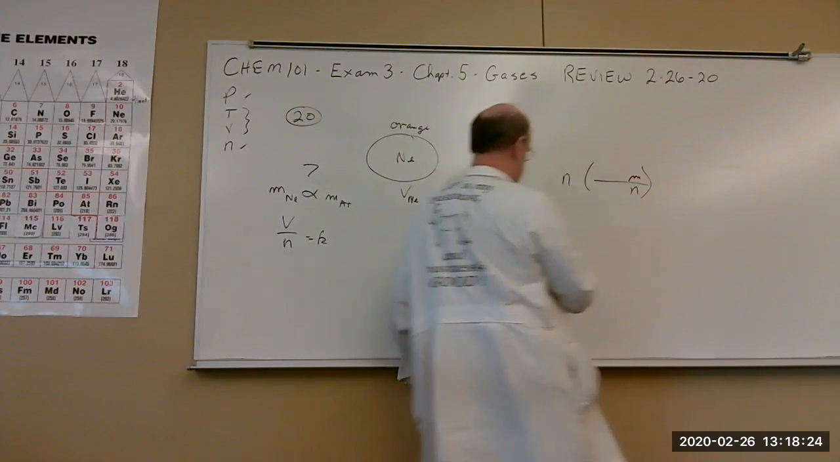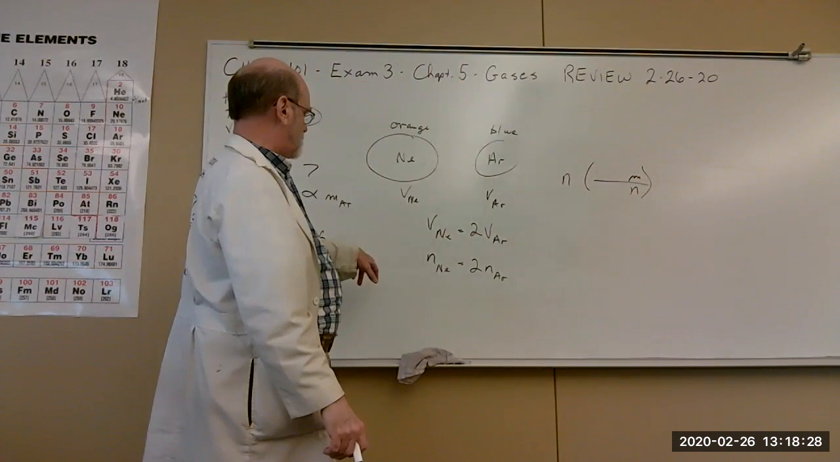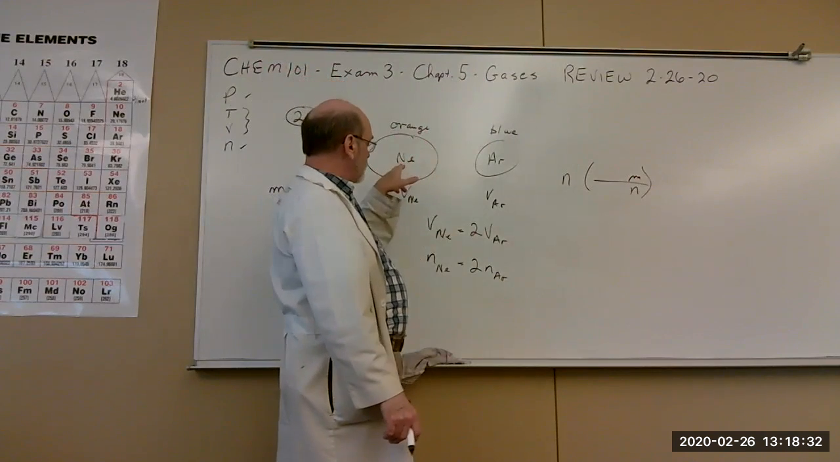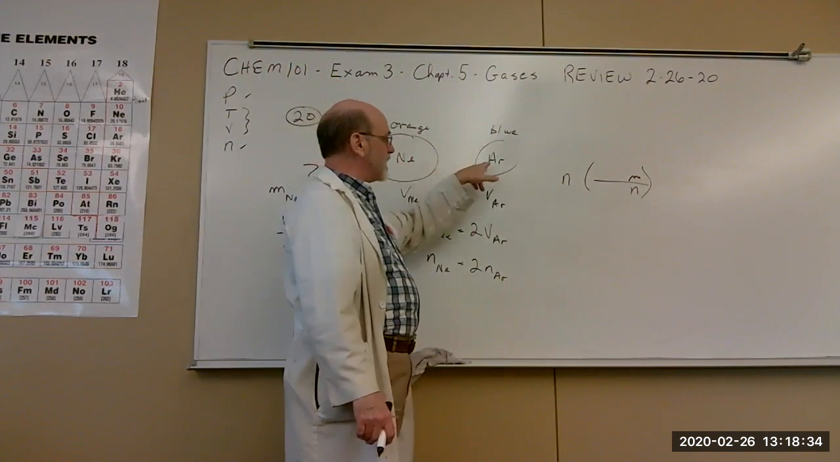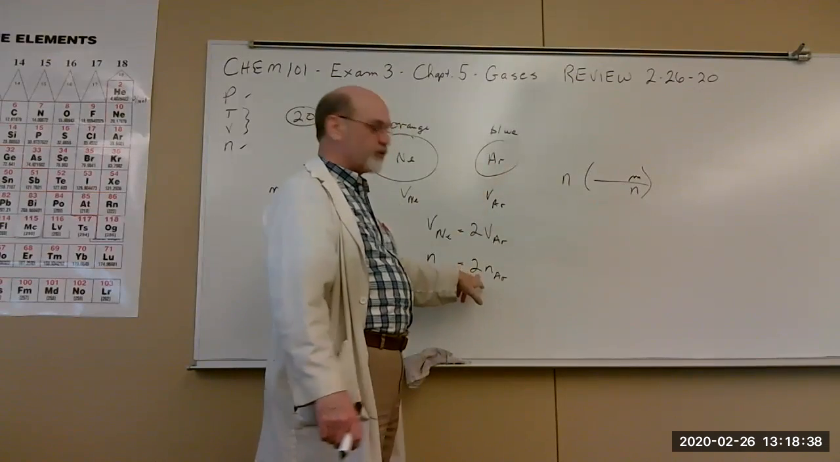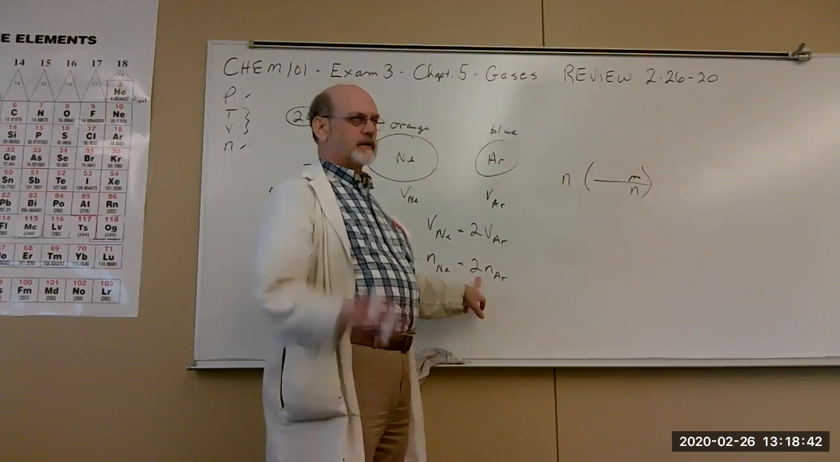Wouldn't neon have the two? No. Twice the volume. Here's the ratio. If you want to find out what neon is, you have to double argon. Okay, that's why the 2 is in front of argon. That always used to give me trouble too. See?